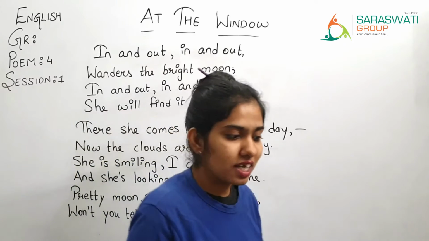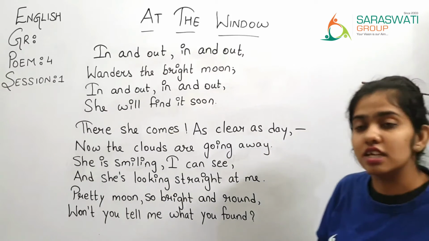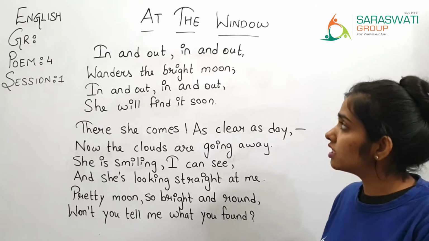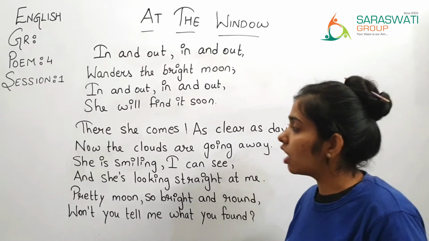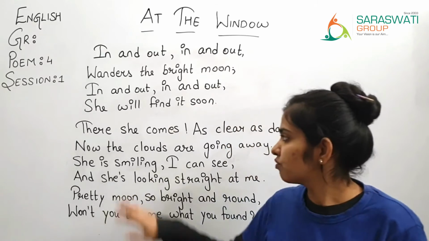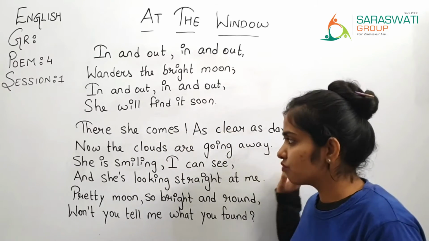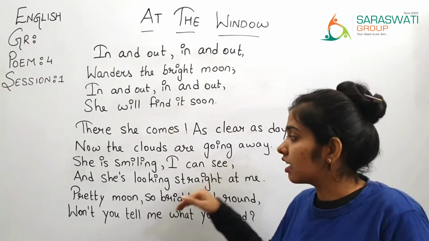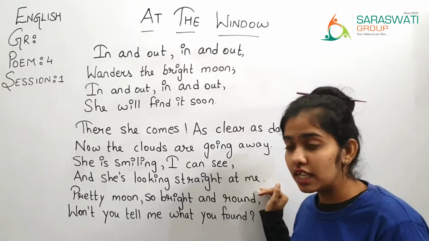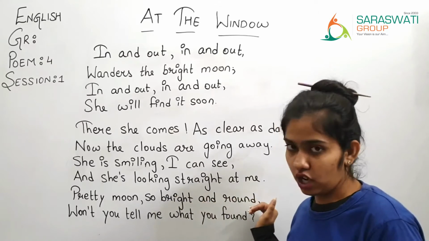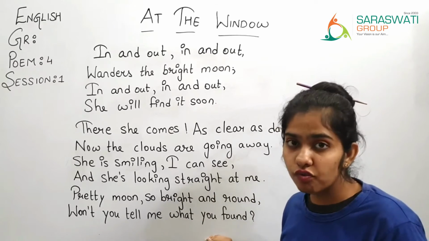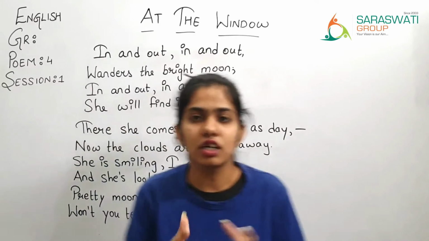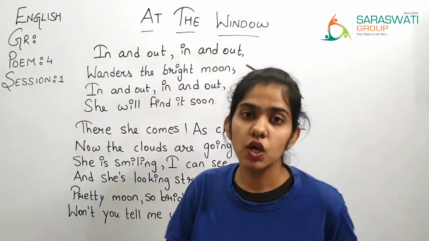So the poet sits by the window and says all this. So this poem is all about that. In and out, wanders the bright moon. In and out, she will find it soon. There she comes as clear as day. Now the clouds are going away. She is smiling, I can see. And she is looking straight at me. Pretty moon, so bright and round, won't you tell me what you found? So this is a very short poem, At the Window.